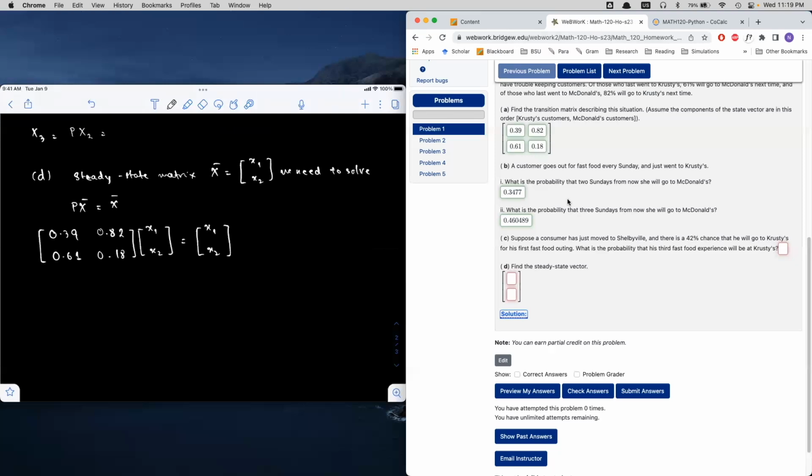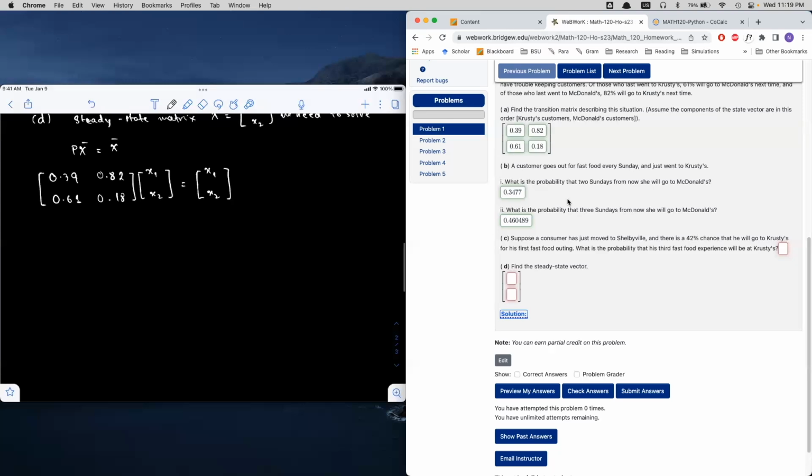What you're going to do is solve for x1 and x2. To get x1 and x2, you need to rewrite this matrix vector form into a system of linear equations. That is, you take the first row, combine with the column, and set that equal to x1, then you have the first equation. For the second equation, you take the second row, combine with the column, and set that equal to x2. So the first equation gives you 0.39 x1 plus 0.82 x2 equal to x1. And the second equation is 0.61 x1 plus 0.18 x2 equal to x2.